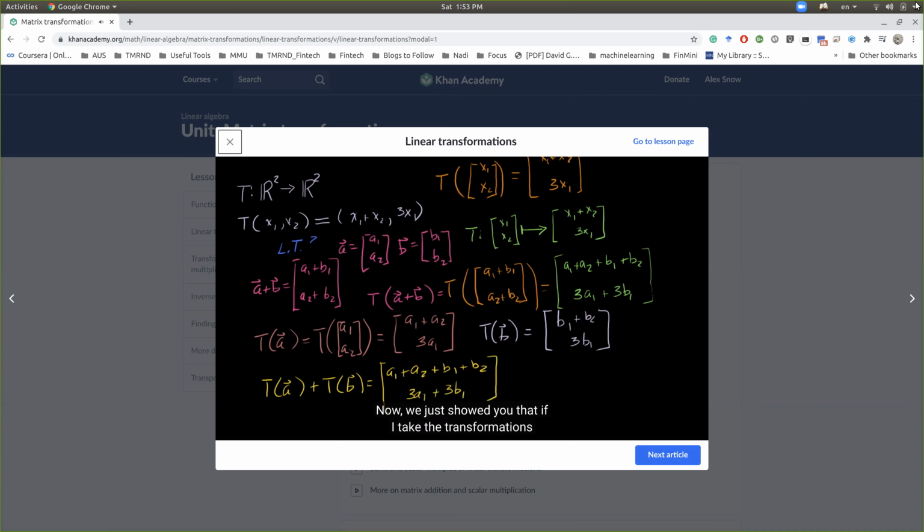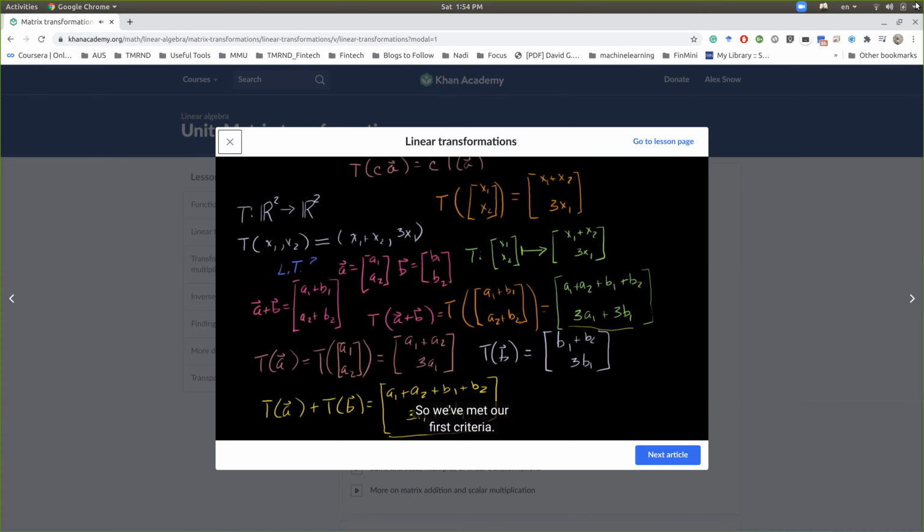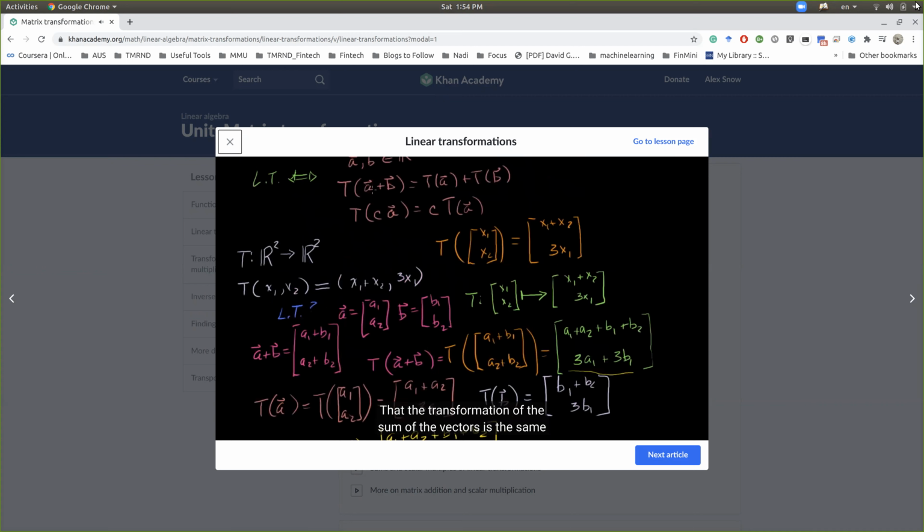Now, we just showed that if I take the transformation separately of each of the vectors and then add them up, I get the exact same thing as if I took the vectors and added them up first and then took the transformation. So we've met our first criteria, that the transformation of the sum of the vectors is the same thing as the sum of the transformations.